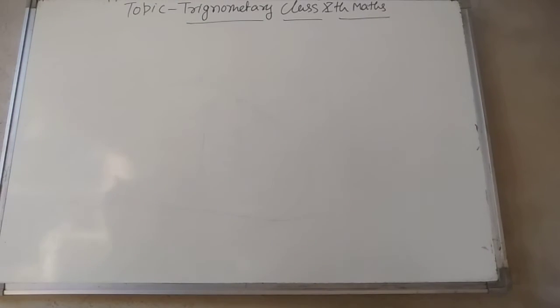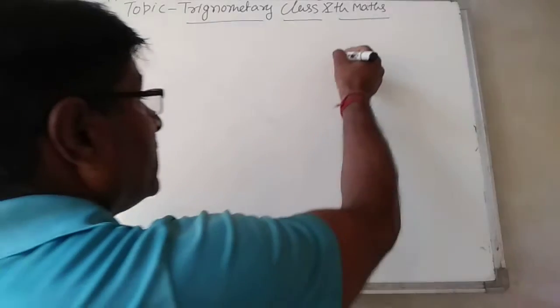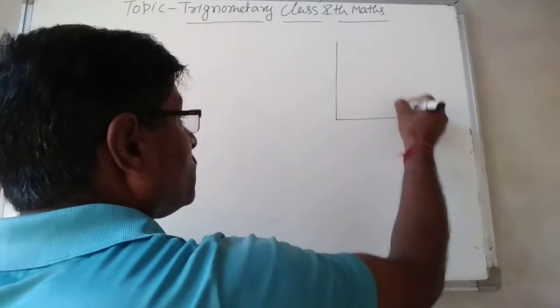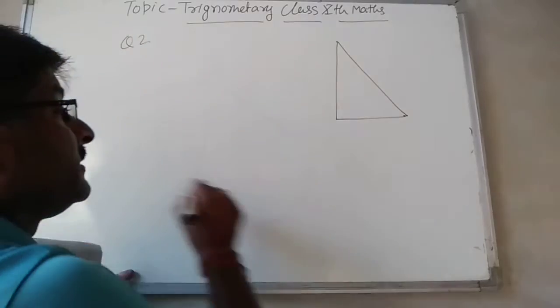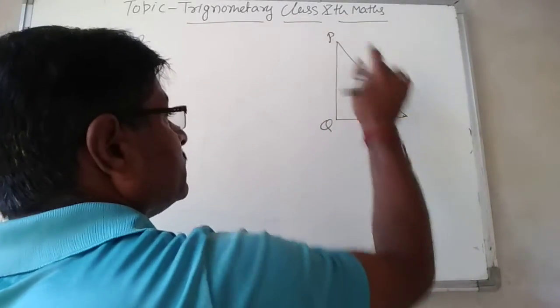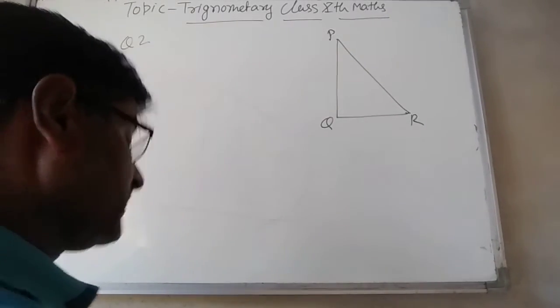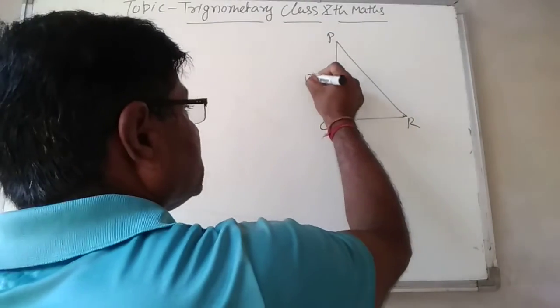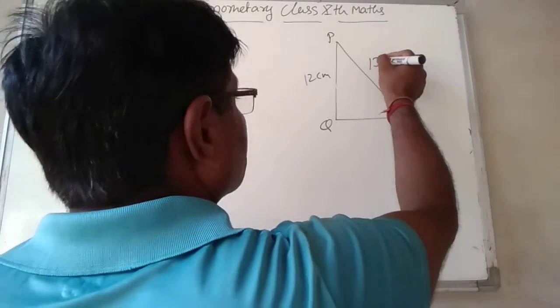Next question. Figure given है in which PQR is a right triangle. This is question number second. PQR is the name of the triangle given in the question. This side length is 12 centimeter and this is 13 centimeter.